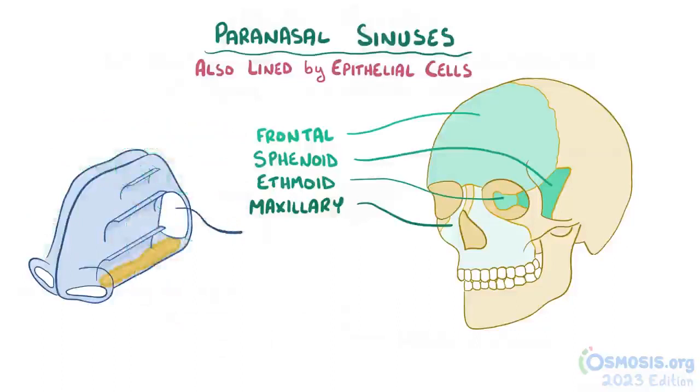Holes at the back of the respiratory region, called choanae, act like funnels to direct the mucus into the throat to be swallowed.